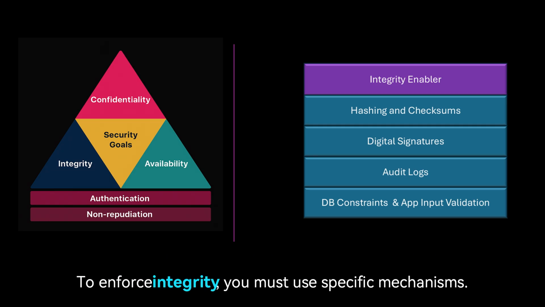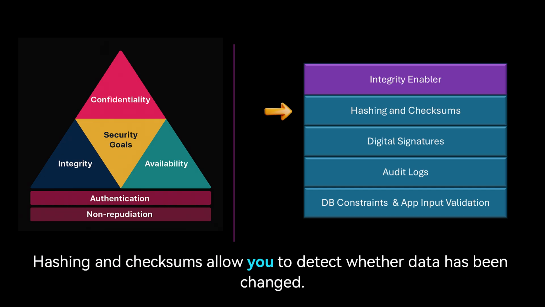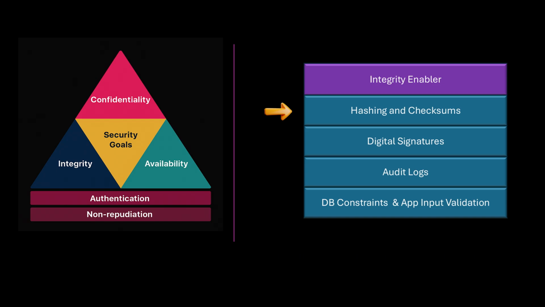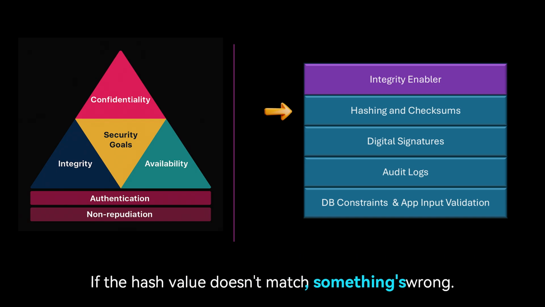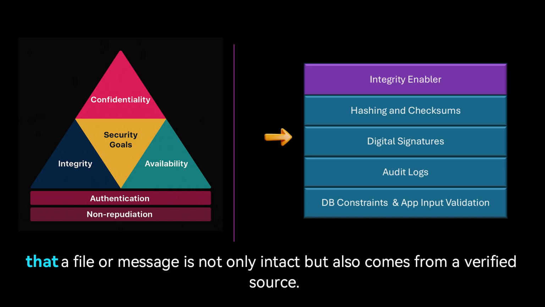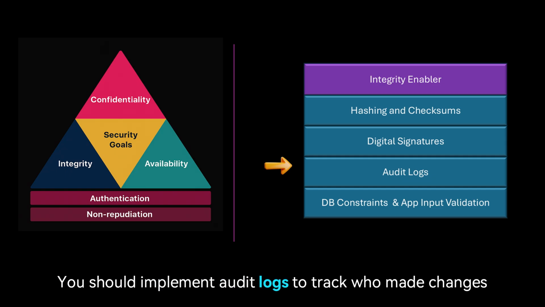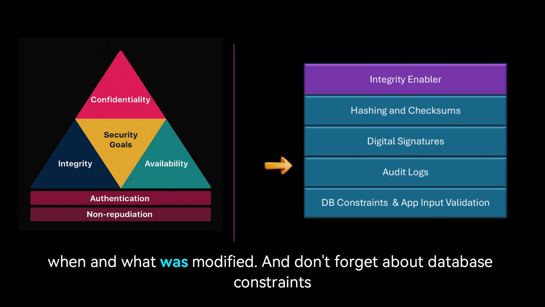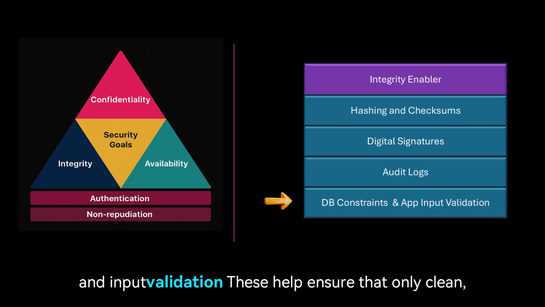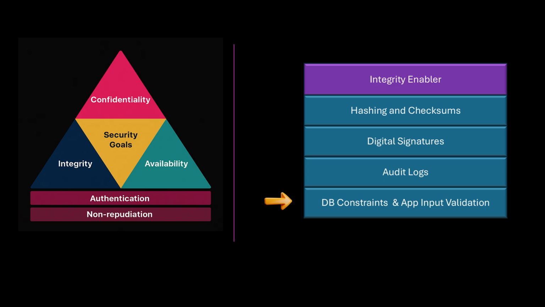To enforce integrity, you must use specific mechanisms. Hashing and checksums allow you to detect whether data has been changed. If the hash value doesn't match, something's wrong. Digital signatures take it a step further by confirming that a file or message is not only intact, but also comes from a verified source. You should implement audit logs to track who made changes, when, and what was modified. And don't forget about database constraints and input validation. These help ensure that only clean, valid data enters your systems in the first place.